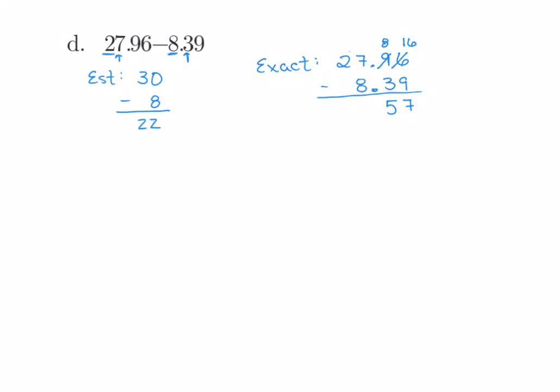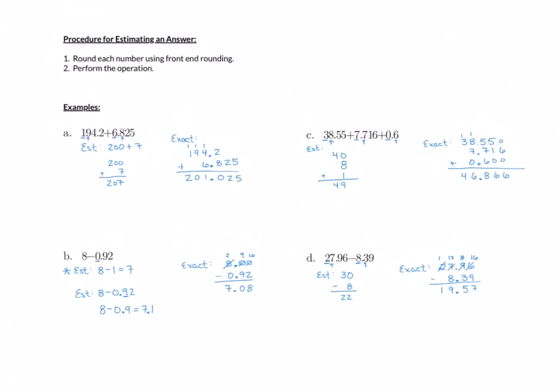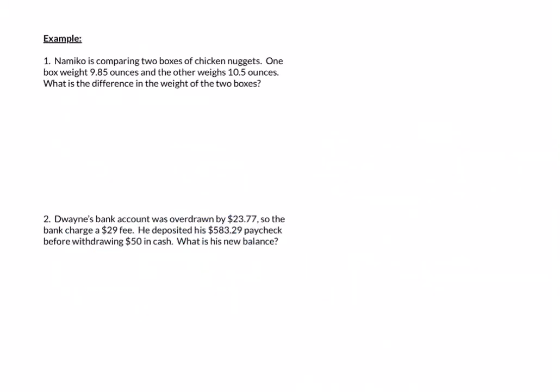I cannot do 7 minus 8, so I'm going to borrow from the 2, make the 7 into a 17. 17 minus 8 is 9, and we bring down our 1. We bring down our decimal point, and 19 is fairly close to 22, so this is correct. All right, so that takes care of estimating. Now let's go ahead and look at some word problems.